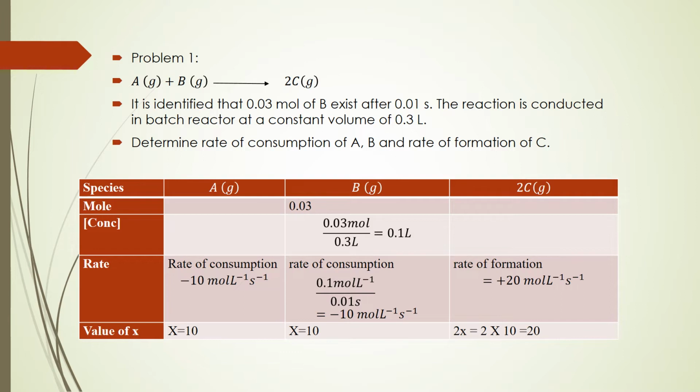Under B, add a row of mole. And we have to calculate the concentration of B. Given in the problem, the reaction is conducted in a batch reactor at a constant volume of 0.3 liter. In order to calculate the concentration, we need to divide mole over liter. So we have 0.03 mole over 0.3 liter, which equals 0.1 mole per liter. So that is the concentration of B. The concentration of B is 0.1 mole per liter.